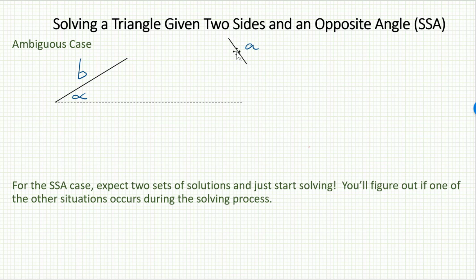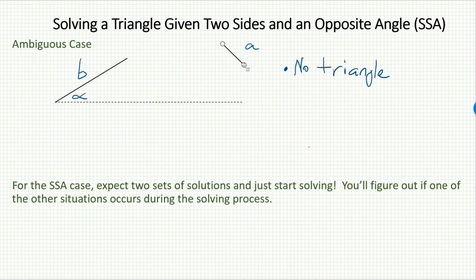Here's the problem. Depending on how long side A is, lots of things can happen. If I take this and I try to make a triangle using this length, I can't do it. I can swing this around however I want. It's never going to reach down there to the bottom, which means it's possible to be given an alpha, a B, and an A that doesn't even make a triangle. It's possible that there is no triangle.